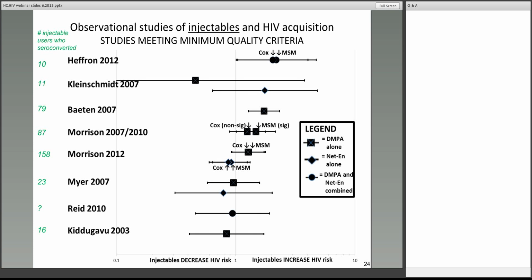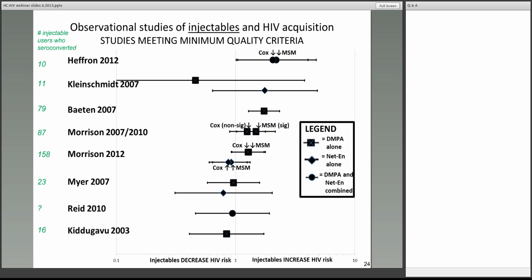As I mentioned, we identified 20 studies. Among them, 8 met our minimum quality criteria, and all 8 of those assessing injectables are shown here on this slide. Heffron 2012, which was the only study conducted among serodiscordant couples, reported a doubling in risk with injectables, and that includes either DMPA, sometimes called Depo-Provera, or NET-EN, which is another type of injectable. Morrison 2007 reported a 73% increase in risk with DMPA with narrower confidence intervals. Morrison 2010 reported a statistically significant 48% increase in risk with DMPA under one statistical model, but a non-significant increase under another. The other 5 studies reported non-significant effects.